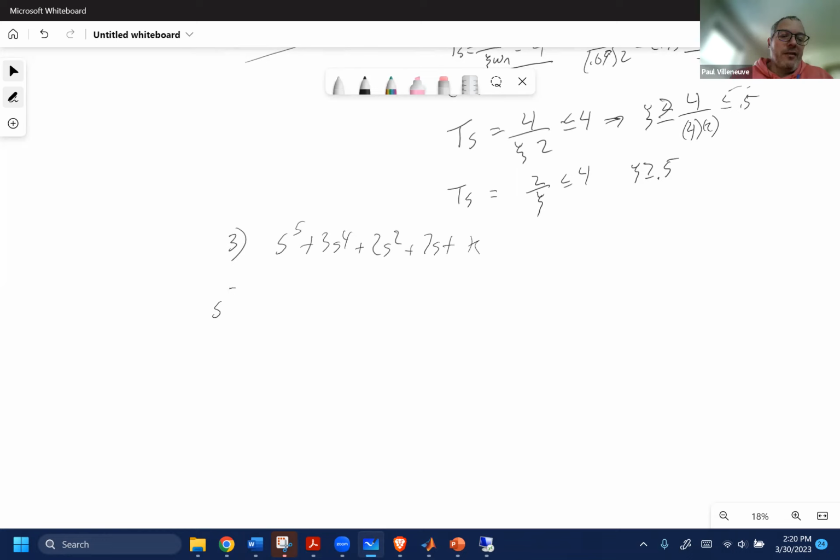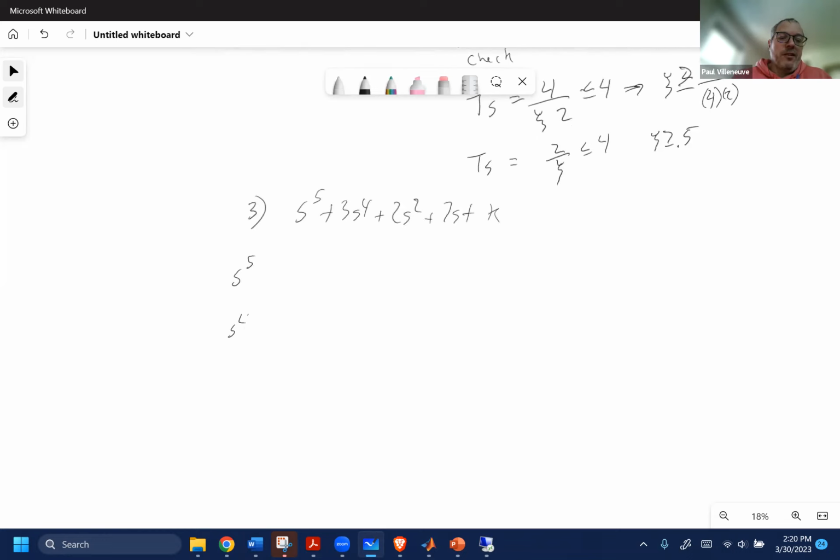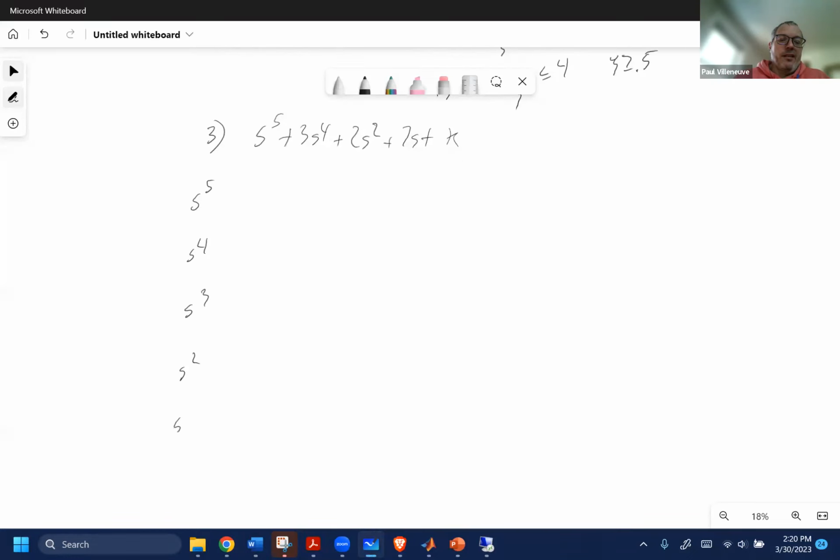So I have rows s to the 5th, s to the 4th, s cubed, s squared, s to the 1, and then s to the 0. Now I'm going to grab my s to the 5th coefficient. That's my 1. I need to go to the s cubed coefficient. There's no s cubed coefficient, so I'm going to put a 0 in here. And then I'm going to go to the s to the 1 coefficient, which is 7. Move down a row. I'm going to go to 3, which is my s to the 4th. Now I'm going to go to my s squared term, which is 2, and my s to the 0 term, which is k. So now I'm going to go ahead and do the algorithm.